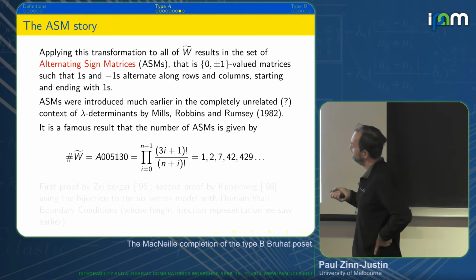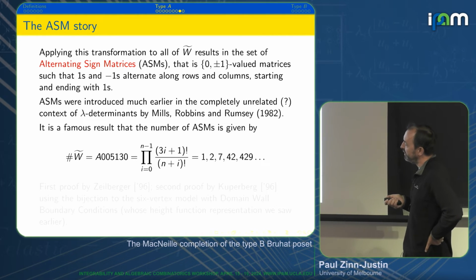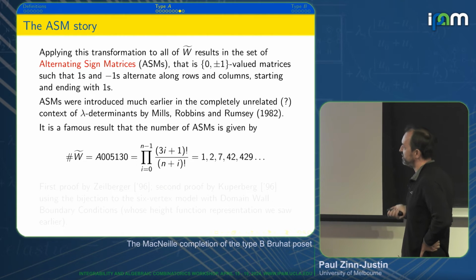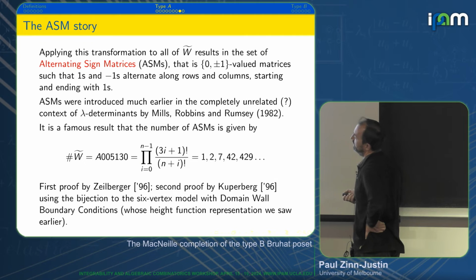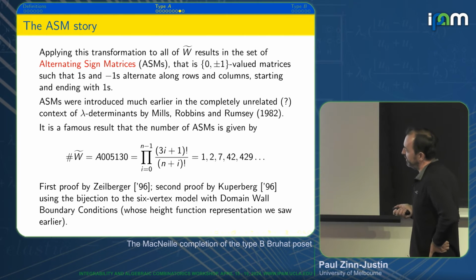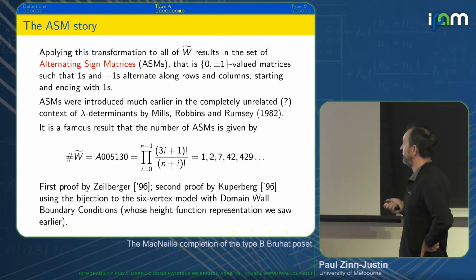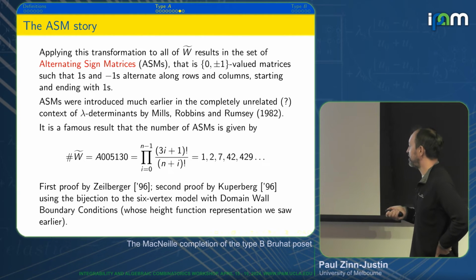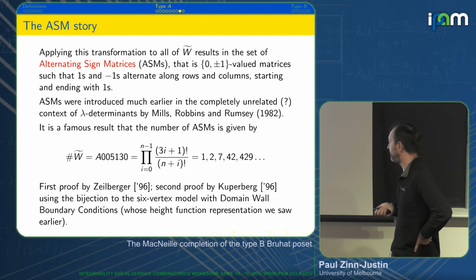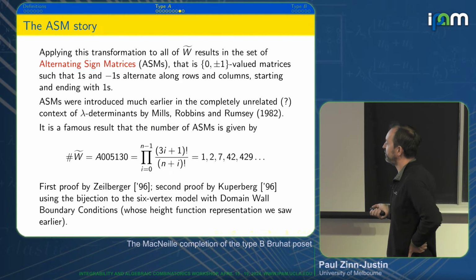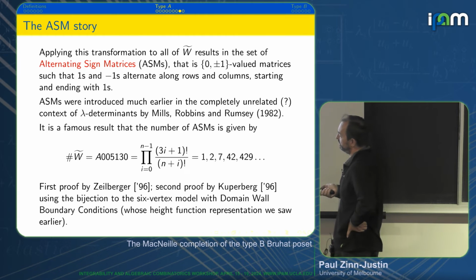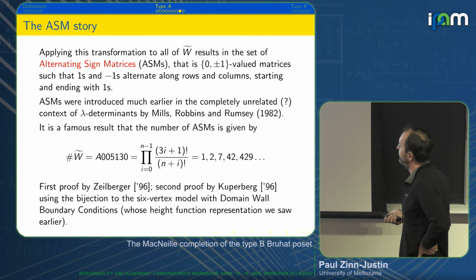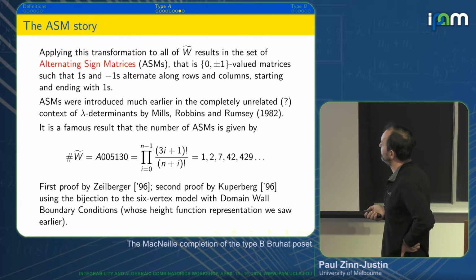And yes, the number of ASMs is known. So in particular, the cardinality of the MacNeille completion in type A is given by the famous sequence, which is the number of ASMs. My interest in this subject is, of course, due to the fact that these ASMs are in bijection with configurations of the 6-vertex model with domain wall boundary conditions. And in fact, the height function representation I used earlier is the one we traditionally use in the 6-vertex model, so that's why I used it. So here's the connection to solvable lattice models.